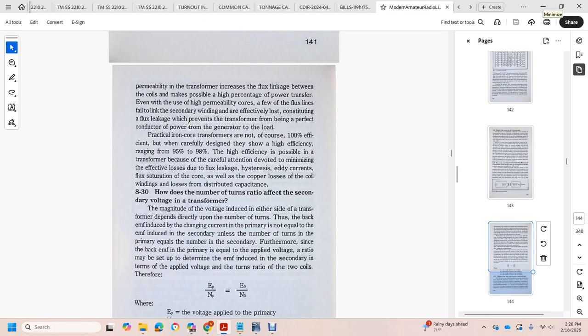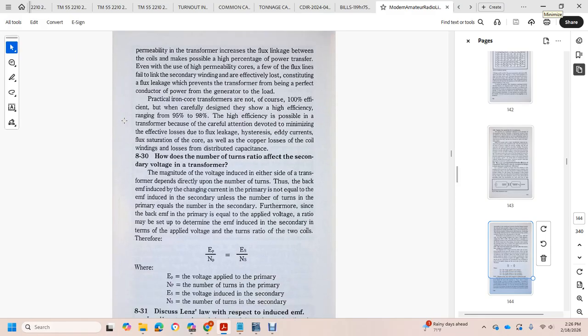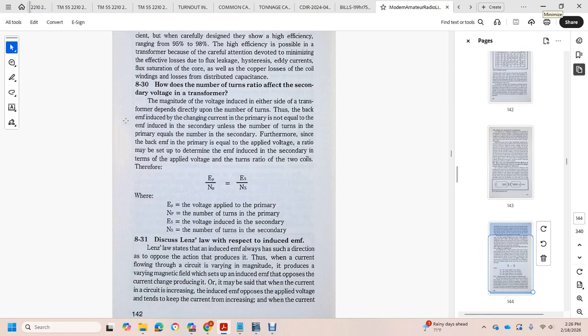However, the turns ratio determines the secondary voltage of the transformer. The magnitude of the voltage induced in either side of the transformer depends directly upon the number of turns and the back EMF induced. The change in current in the primary induces an EMF in the secondary equal to the primary's if the number of turns in the primary equals the number in the secondary. But furthermore, since the back EMF of the primary is equal to the applied voltage, the ratio of the applied voltage determines the electromotive force induced in the secondary in terms of the turns ratio of the coils.